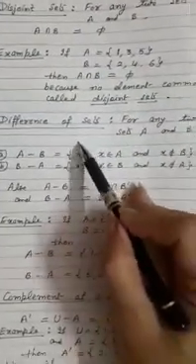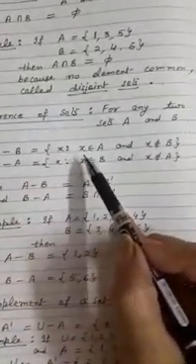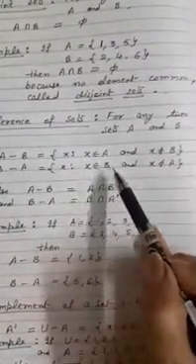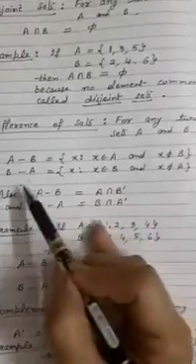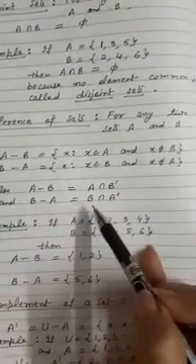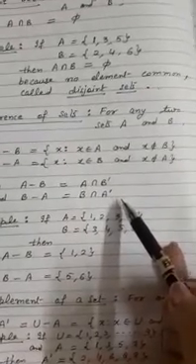Now, difference of two sets. How to subtract two sets: if an element belongs to set A and does not belong to B, that is called A minus B. And if X belongs to B and does not belong to A, that is called B minus A. A minus B can be written as A intersection B complement, and B minus A can be written as B intersection A complement. By the Venn diagram you have seen their shaded area.